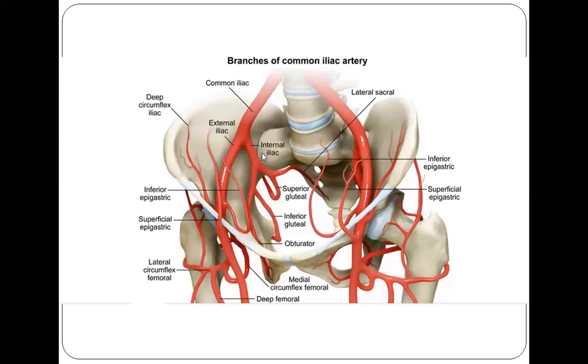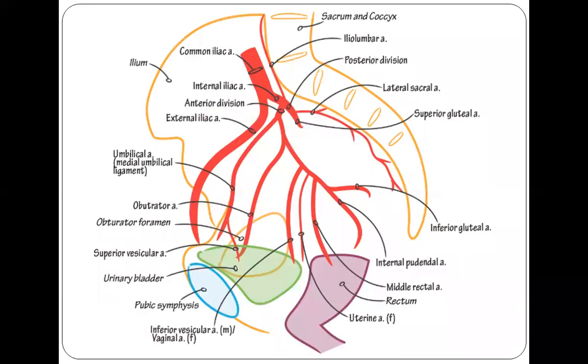Now look at the internal iliac artery. Internal iliac artery will divide into two divisions, an anterior division and a posterior division. So you need to know this to learn about arteries in the gluteal region. In this diagram, this is the common iliac artery. This is the internal iliac artery. This is common iliac, internal iliac, and this is external iliac artery.